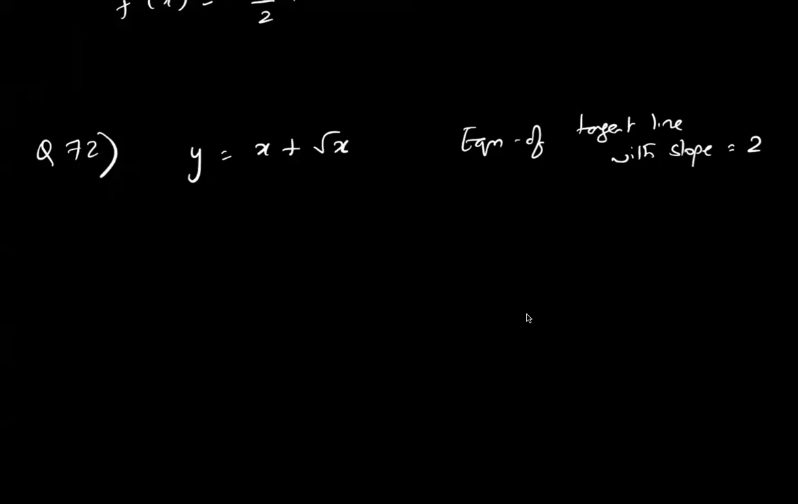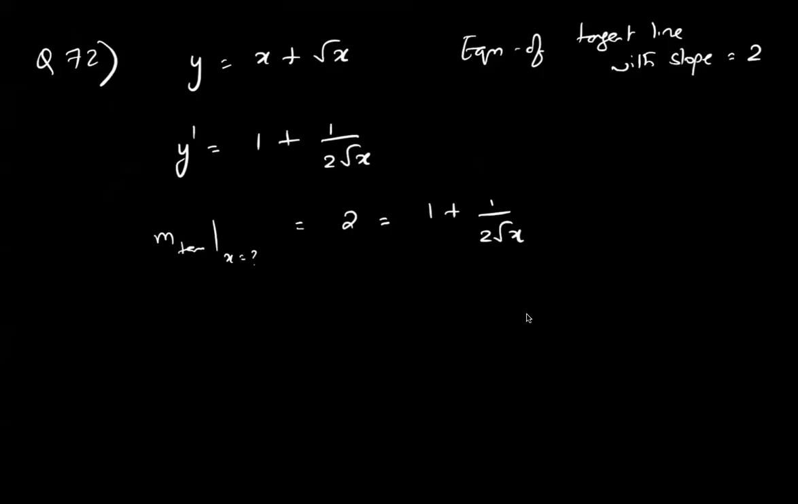They already gave you the slope of the tangent line, right? So we have to find the x value, correct? The slope of the tangent line is given to you. So y prime is 1 plus 1 over 2 root x. They gave you the slope of the tangent line at some x value, right? We don't know what the x value is. The slope is 2, so this is given to you.